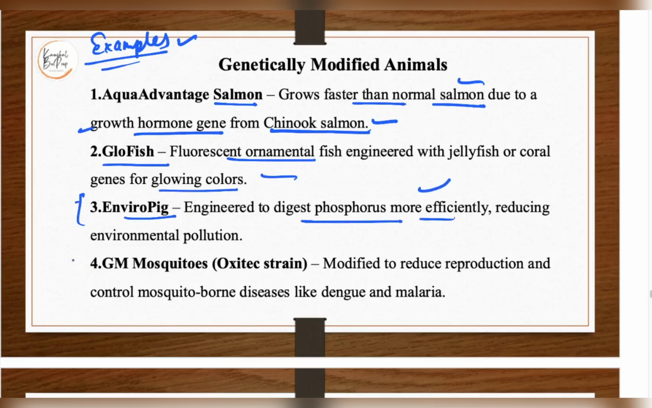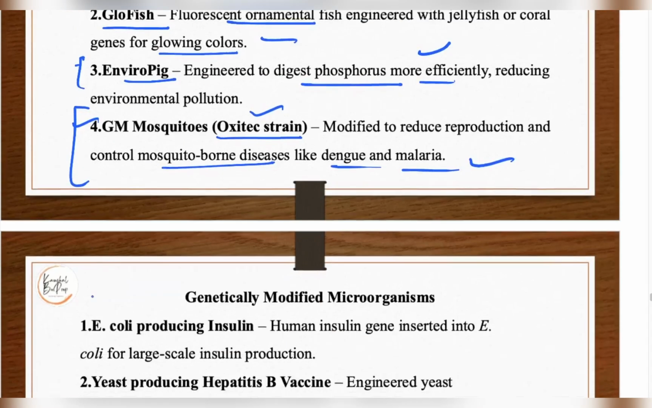Very, very important. Then there are GM mosquitoes. Oxitec mosquitoes are modified to reduce reproduction and control mosquito-borne diseases like dengue and malaria. This is still in the developing stage. Basically, this is a recent area of research, right?